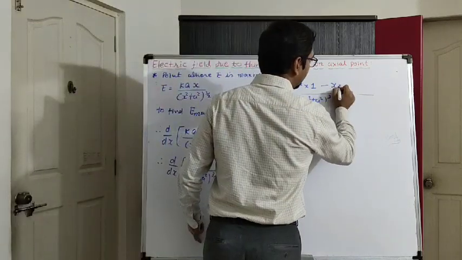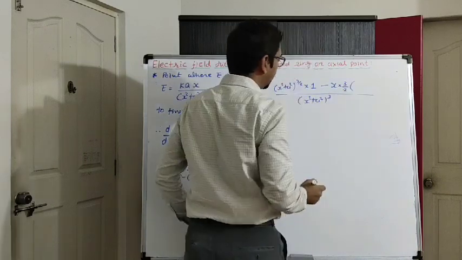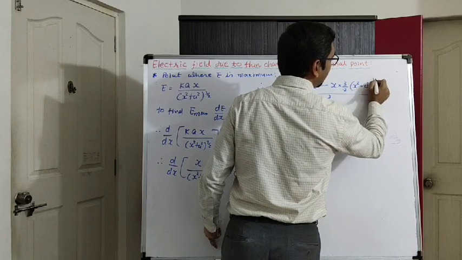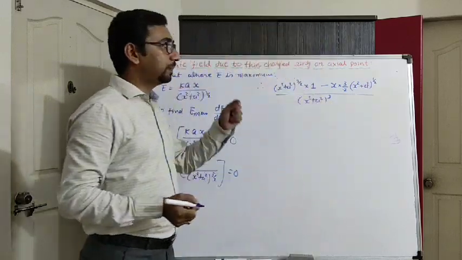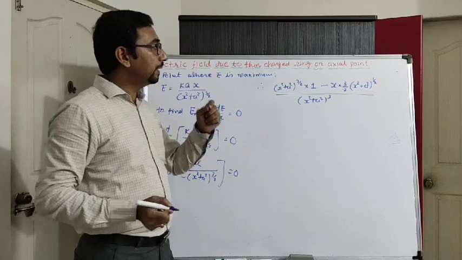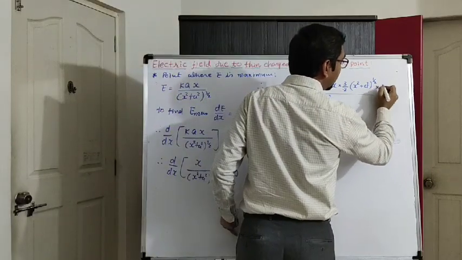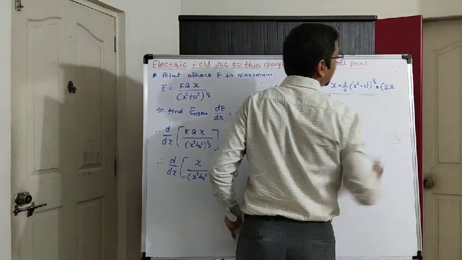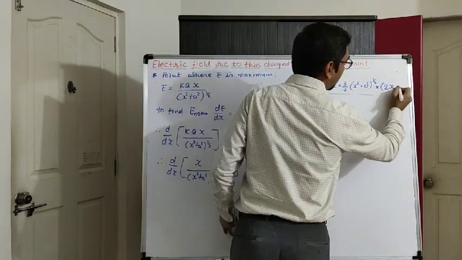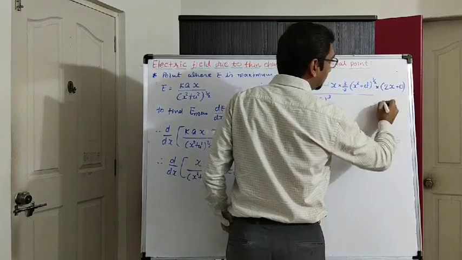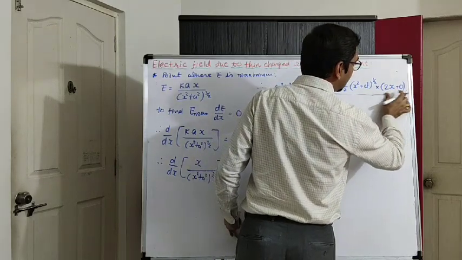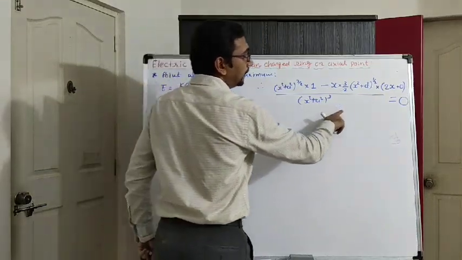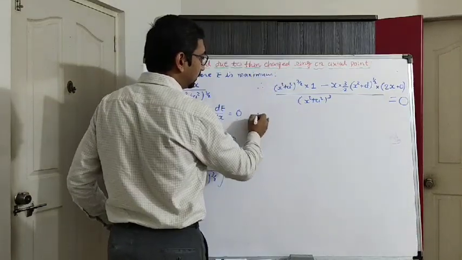So while differentiating, 3/2 will be in multiplication, with one power less in the (x² + a²) term, that will become (x² + a²) raised to the power 1/2. Now differentiating inside, x² will be differentiated as 2x, plus a² will become 0, and this whole term is equal to 0. So if we take it in multiplication, that will be 0.